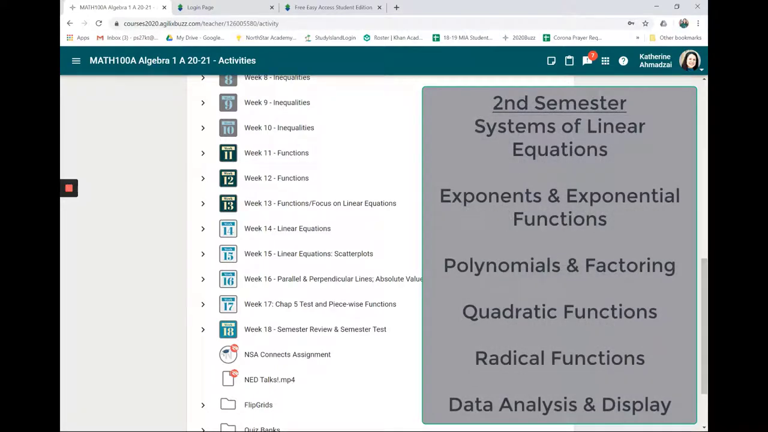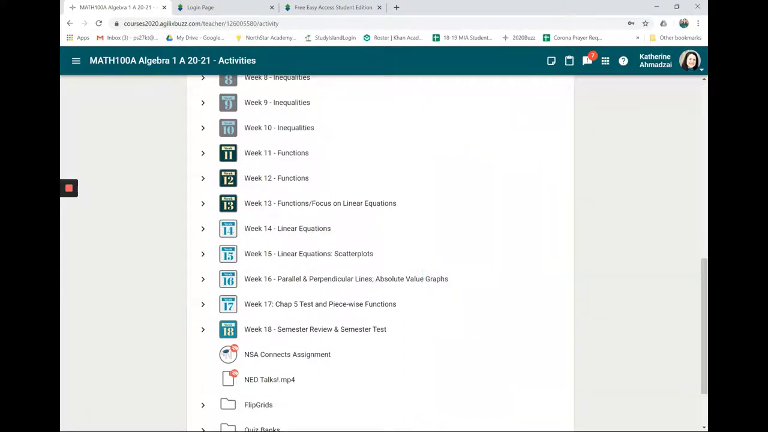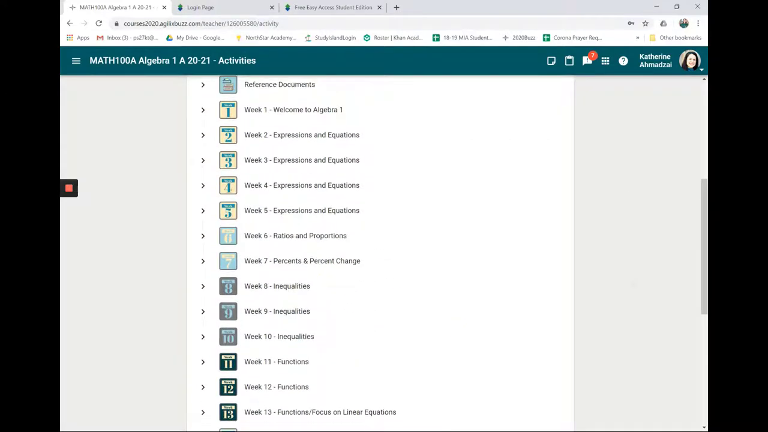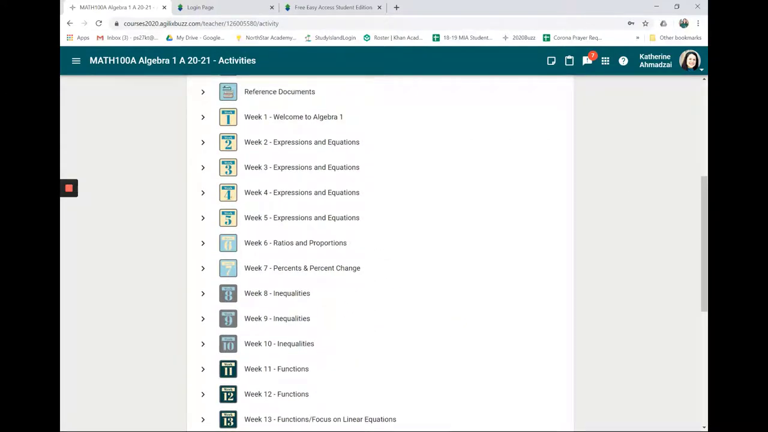And then in the second semester, we'll move on and we'll cover systems of linear equations, polynomial equations and factoring, quadratic functions, exponential functions, radical functions, and then we'll close out with data analysis and display. So a small statistics unit at the end of semester two. So really some good foundational knowledge that we're going to need for upcoming geometry and algebra 2 courses are found right here. I feel like all of these will lay a solid foundation for our students to move forward in their math careers.